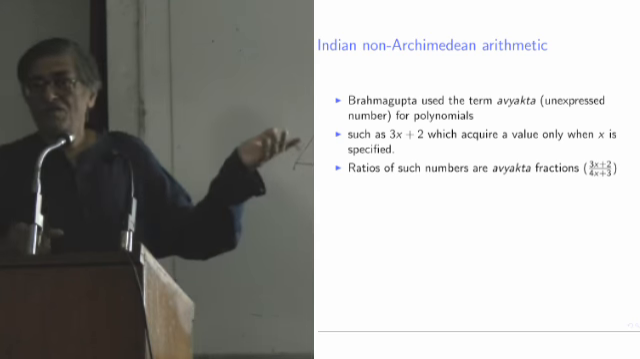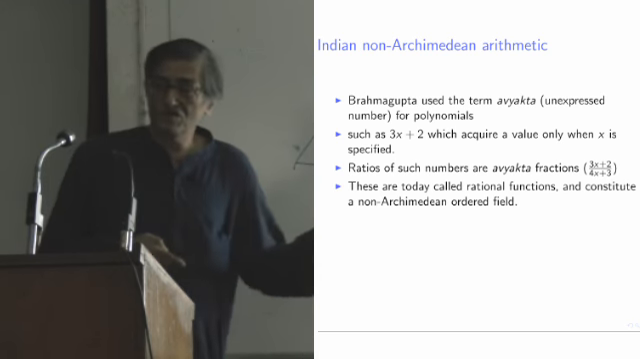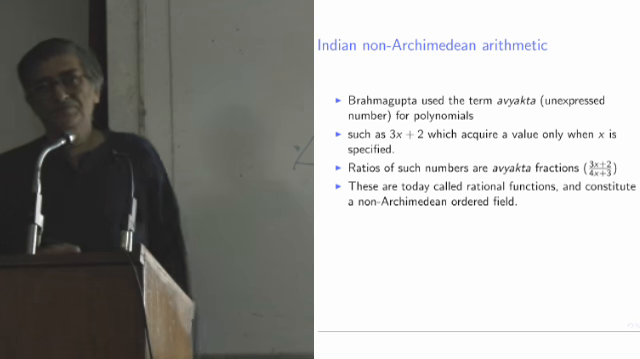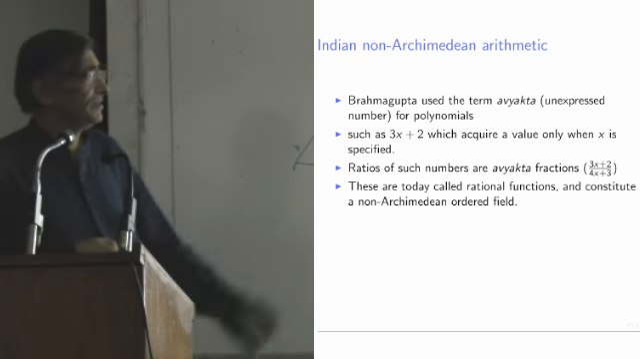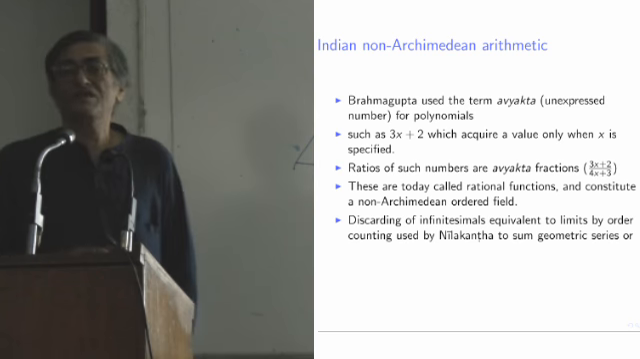Naturally. What are these ratios? They are today what you would call rational functions, and they constitute what we call a non-Archimedean ordered field. That is how the limits were calculated. So-called limits, there were no limits. But the sum of an infinite series was calculated like that.